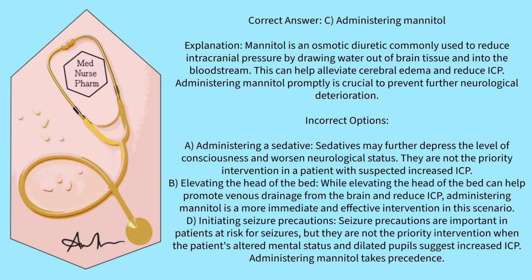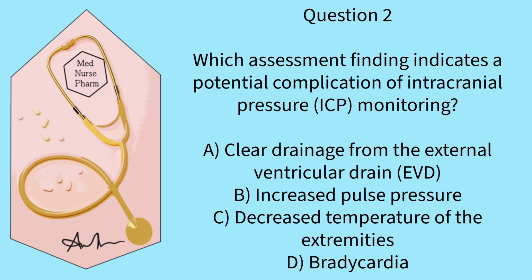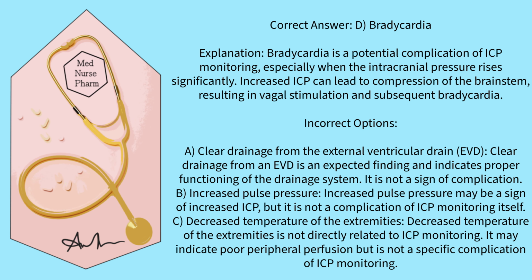Question 2. Which assessment finding indicates a potential complication of intracranial pressure monitoring? Clear drainage from the external ventricular drain, increased pulse pressure, decreased temperature of the extremities, bradycardia. Pause the video and select your answer. If you chose option D, you are correct, bradycardia.